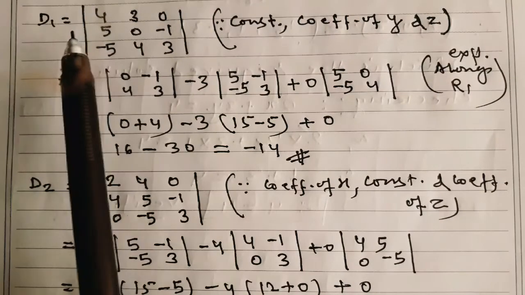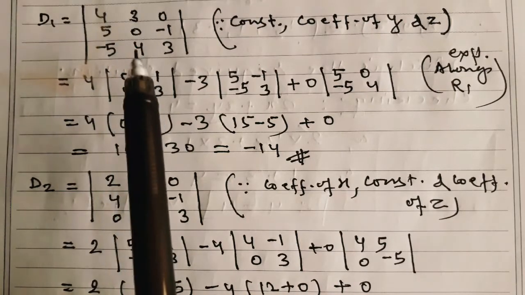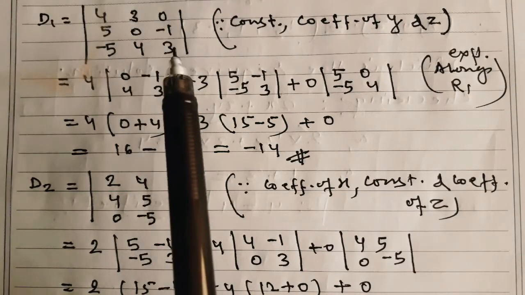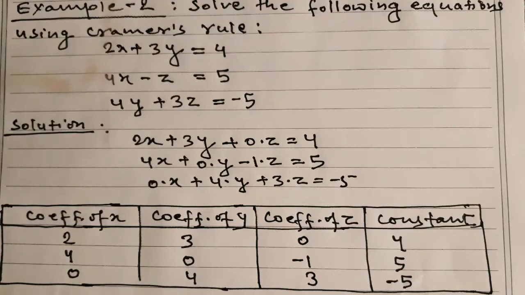To find the value of D1, we take the constant, coefficient of y, and coefficient of z. We remove the coefficient of x, and the coefficient of x is replaced by the constant. So first we take the constants, that means 4, 5, minus 5. Then we take 3, 0, 4. Then we take 0, minus 1, 3.